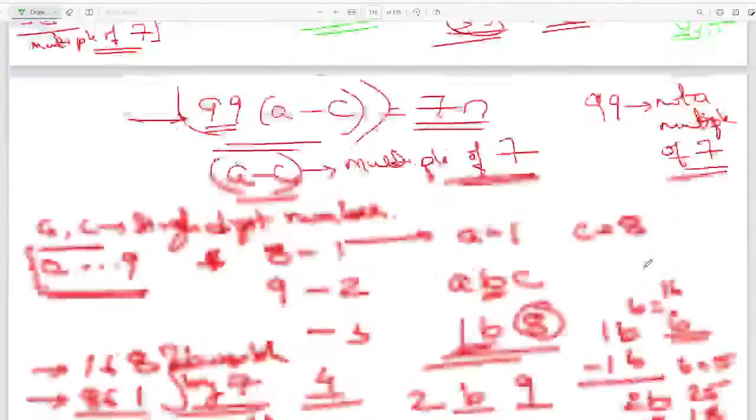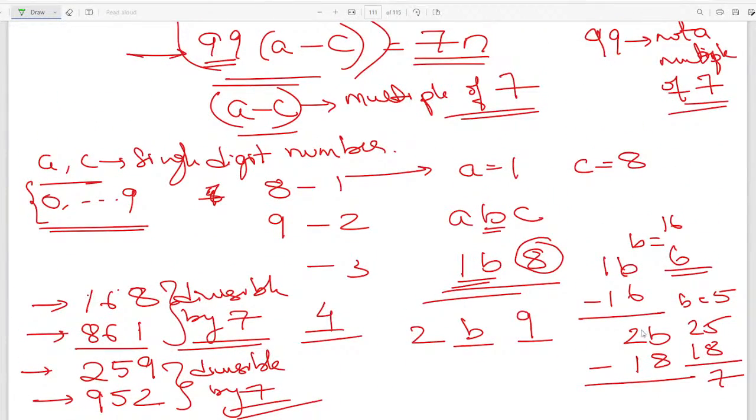And the other number is here, 2B9. Now this, if I multiply this digit into 2, that is 18, and I have to subtract 18 from this 2B. And to make this number a multiple of 7, B should be 5. If B is 5, 25 minus 18, this becomes 7. For any other number, this cannot be a multiple of 7. So when B is 5, this becomes 259.